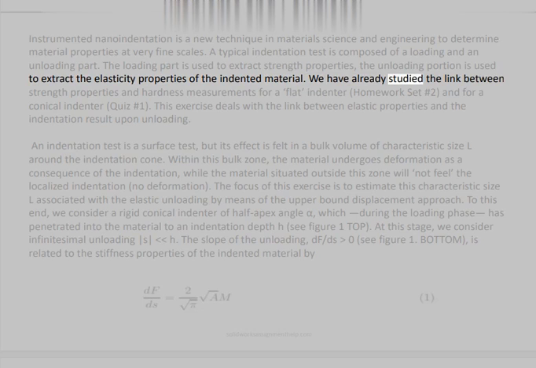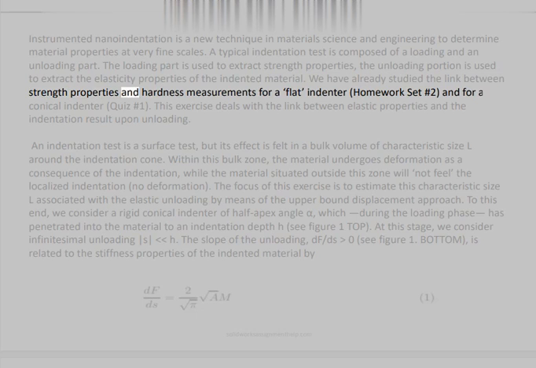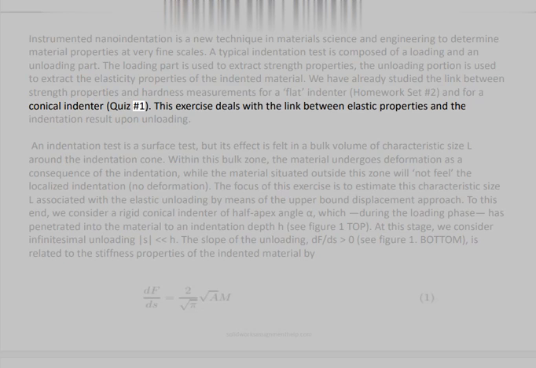We have already studied the link between strength properties and hardness measurements for a flat indenter, homework set number 2, and for a conical indenter, quiz number 1. This exercise deals with the link between elastic properties and the indentation result upon unloading.